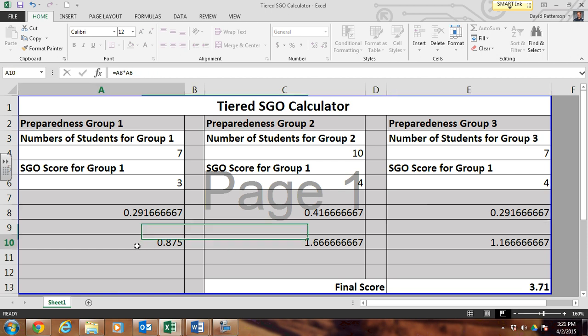And then all I have to do is get this value here, which is my weighted score, 0.875. All it's really doing is taking the score times the weight, and it's giving me a weighted value for this group, a weighted value for this group, and a weighted value for this group here. And if I add all those up, I get my final score.